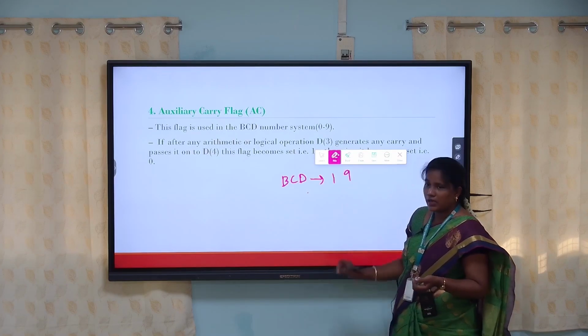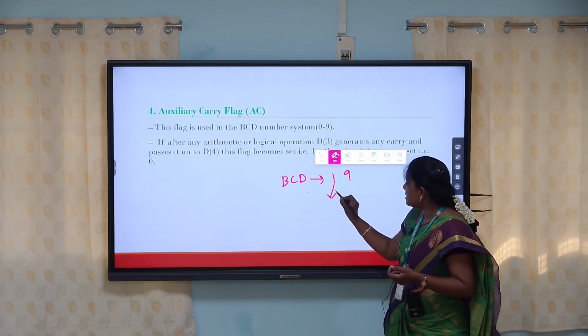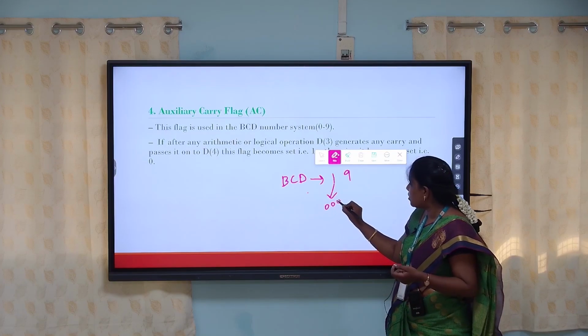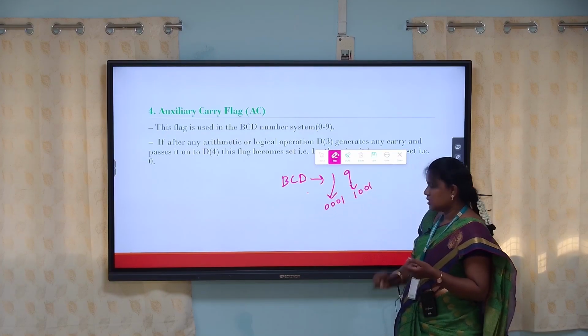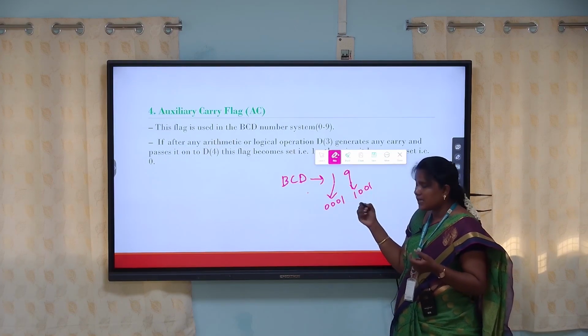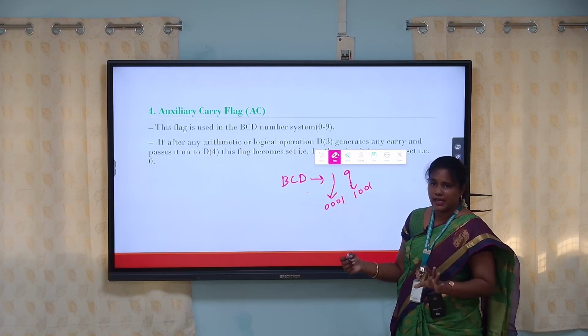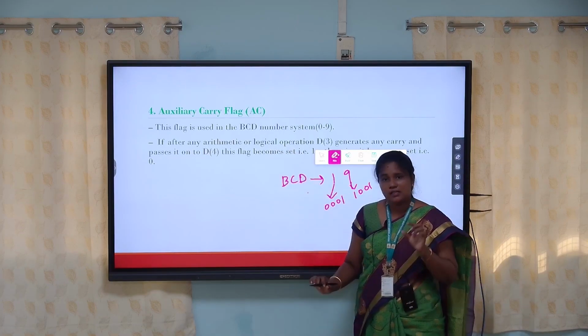In BCD we have to represent each digit separately. For example, if we want to represent the number 19, then we represent 1 as 0001 and 9 as 1001. So we have to represent each digit separately in BCD. In BCD addition, the auxiliary carry is used.